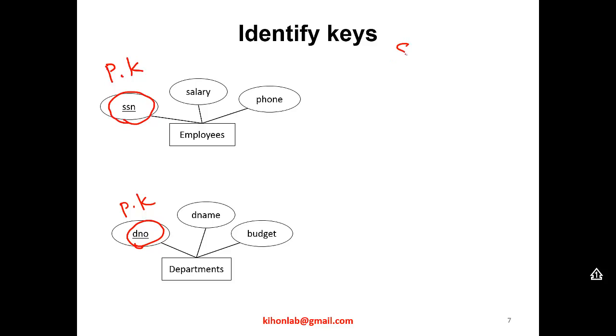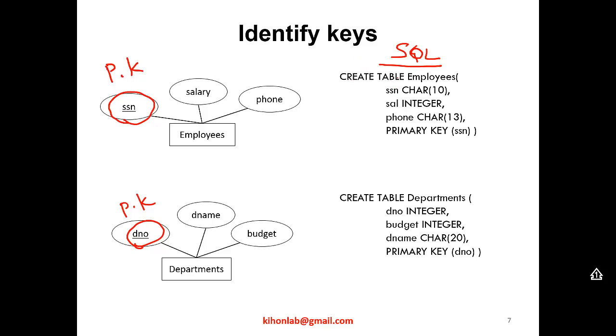Now, how do we write the SQL statements, structured query language, for these entities? You can observe here, create table employees, and we can write the schema for it. This is called the schema, or the data definition language. We are defining here that SSN accepts characters up to 10 characters, salary is an integer, phone number is characters, and primary key is the reserved word used along with the attribute name. Similarly, department has three attributes, department number, budget, and dname, with their respective domains, that is the domain constraint, and primary key. Here DNO is the primary key.